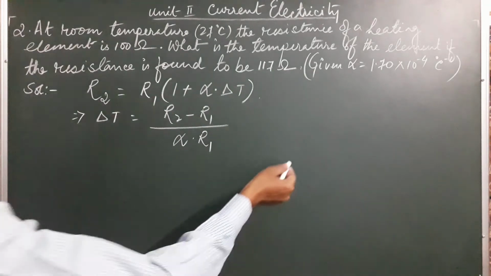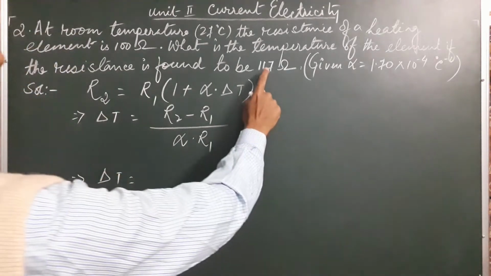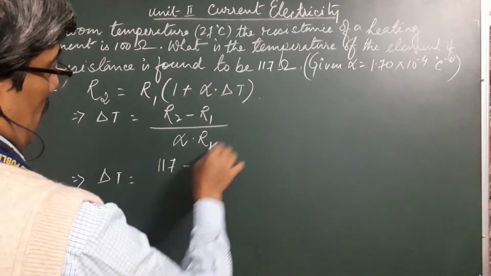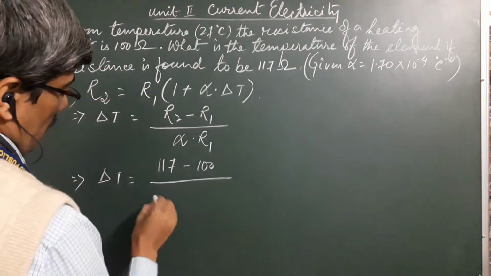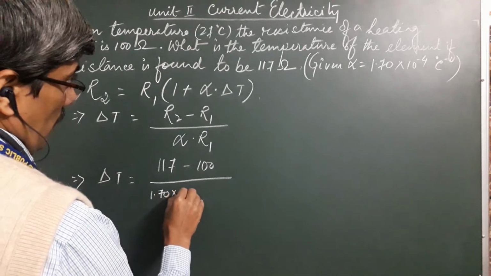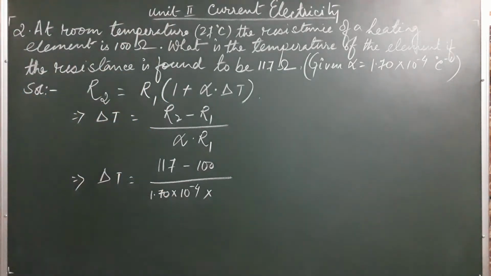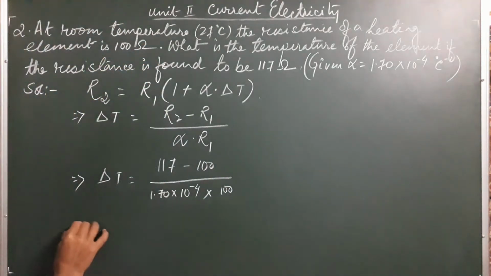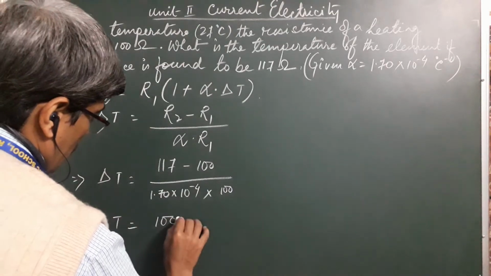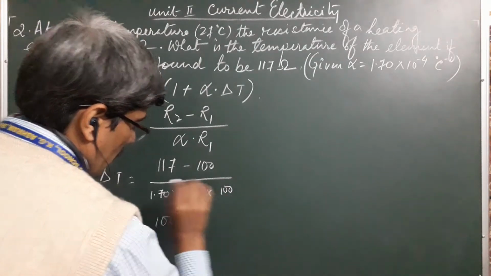Now, let's put the values as it is given. Delta T equals the value of R2 final is 117 minus the value initial is 100, whole divided by 1.70 into 10 to the power minus 4 multiplied by the initial resistance. Then the initial resistance is given as 100. If you solve this, the value comes out to be 1000. Since the temperature coefficient is given in degrees Celsius, this ought to be in Celsius.